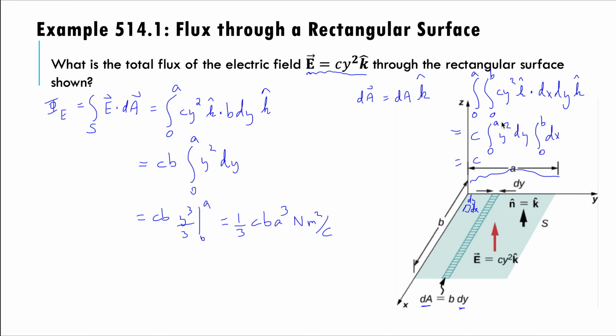So this integral here is going to give us a cubed over 3, and this integral here is going to give us b. So we get the exact same result. If you don't see how to divide the area into a strip, you can still do it as a patch. It just requires 2 integrals instead of 1.